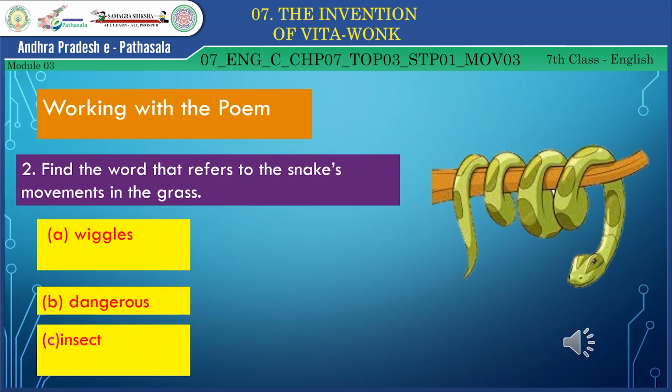Find the word that refers to the snake's movements in the grass. Options are A. Wiggles, B. Dangerous, C. Insect. Yes, you answered well. Option A is the correct answer. Awesome. One more question for you.